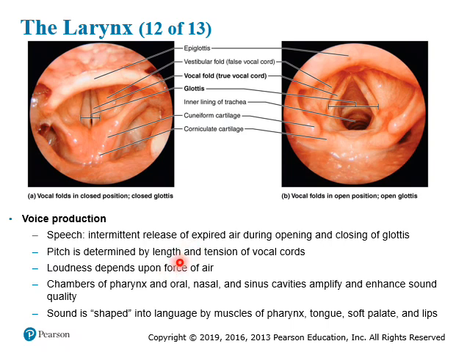Speech is the intermittent release of expired air during opening and closing of the glottis. Pitch is determined by the length and the tension of the cords. The loudness depends upon the force of air. The chambers of the pharynx and the oral, nasal, and sinus cavities amplify and enhance sound quality. Sound is shaped into language by muscles of the pharynx, the tongue, the soft palate, and the lips.